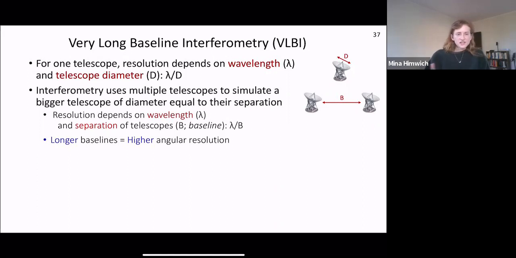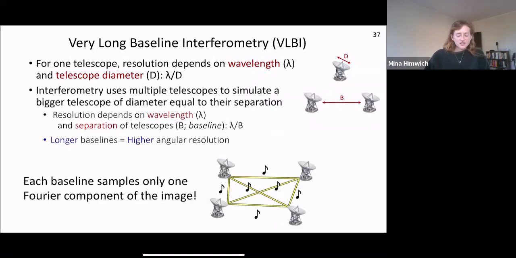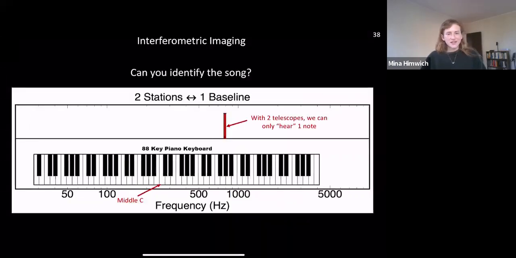In principle, this can give you very high resolution, but there's a price, which is that each baseline only samples one Fourier component of the image. That's like saying if the image were a song, each telescope is only going to sample one note of the song. So trying to reconstruct an image based on spatial components is like trying to identify a song based on only a limited number of notes. We can do this exercise by trying to identify a song using only limited frequency information.